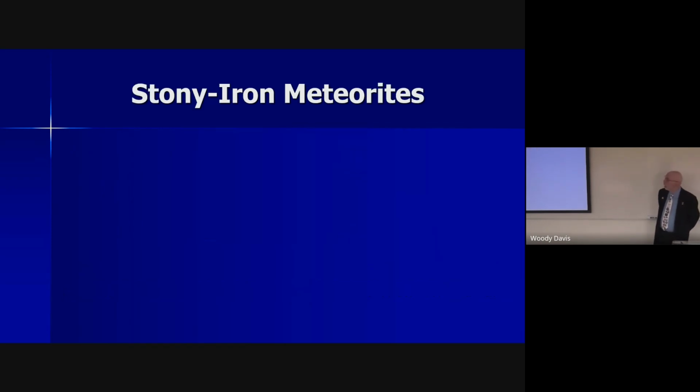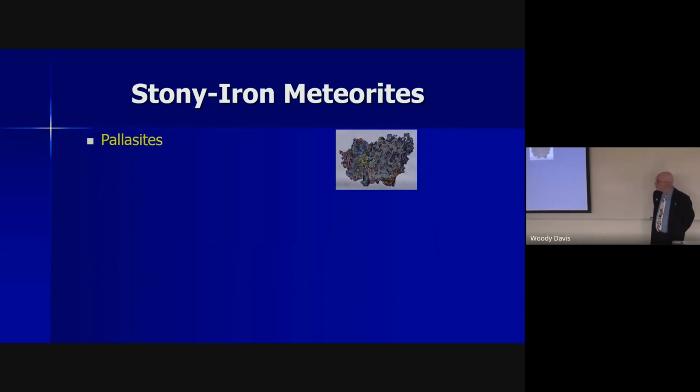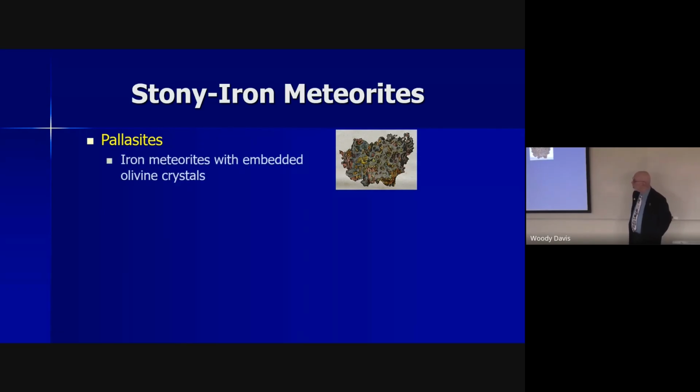And then there's stony iron meteorites. And so very beautiful ones are called pallasites. These are iron meteorites that have embedded olivine crystals. Olivine actually is a common mineral here on Earth too. And when it's gem quality here on Earth, we give it a fancy name. We call it peridot, the August birthstone.